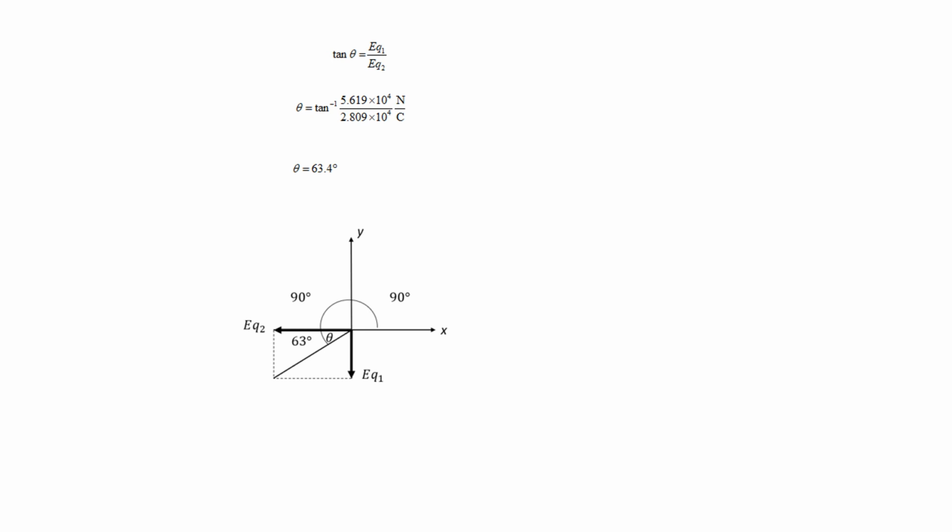degrees. Because we are finding the direction from the positive x-axis, we need to add up all the degrees counterclockwise to our line. We add 180 degrees plus 63 degrees, giving us a total of 243 degrees. Our final magnitude and direction are 6.28 times 10 to the 4th newtons per coulomb at 243 degrees.